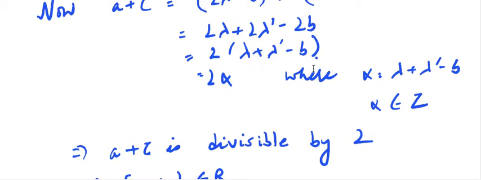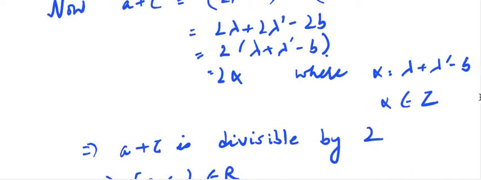This entire expression I have assumed as alpha. Now I can see a plus c is equal to some even multiple of alpha.